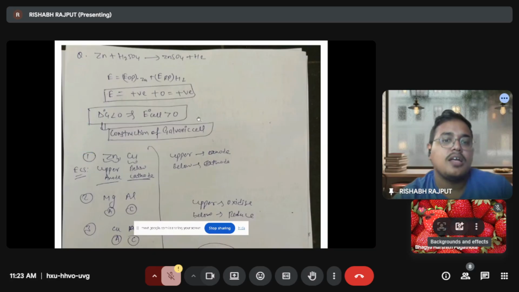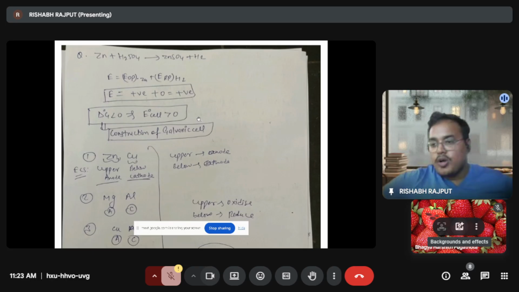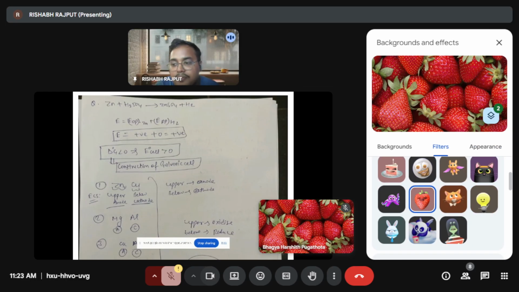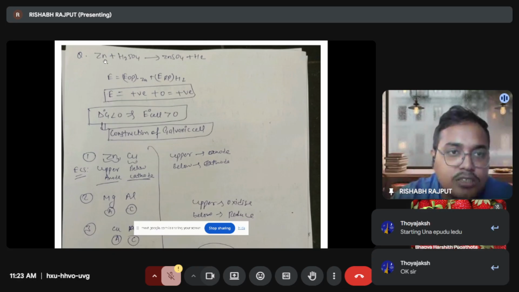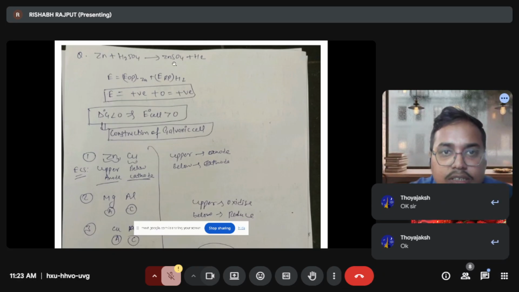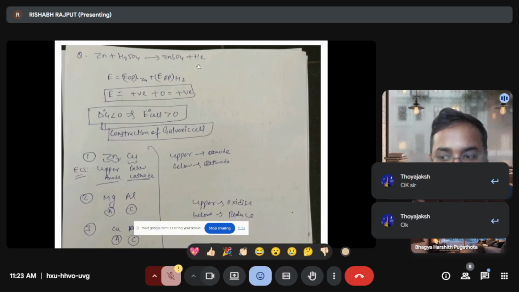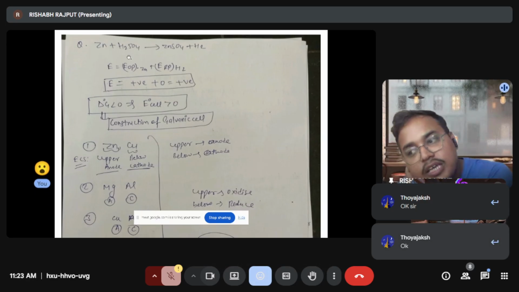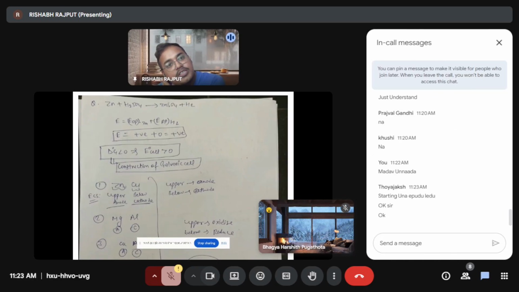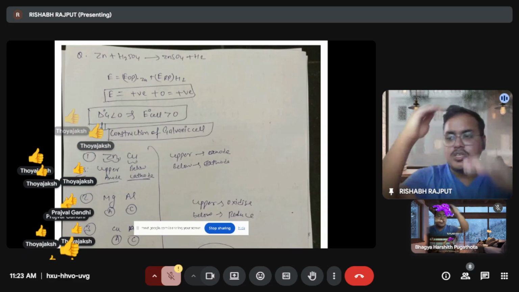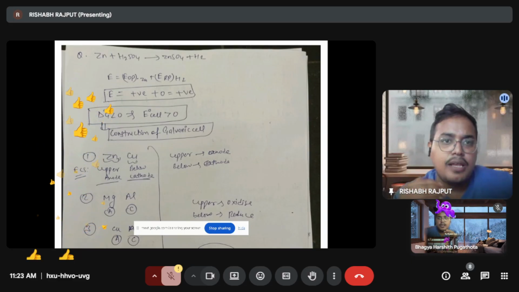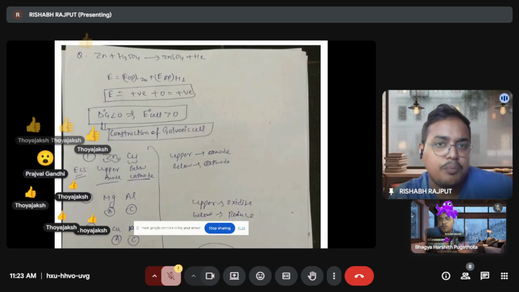Okay, guys, please focus here. Now I'm going ahead. Just see, zinc plus H2SO4 gives ZnSO4 plus H2. Zinc is very highly reactive. Yesterday I told you about the electrochemical series: zinc is above hydrogen. That is why zinc will replace the hydrogen, and it will give ZnSO4 plus H2.